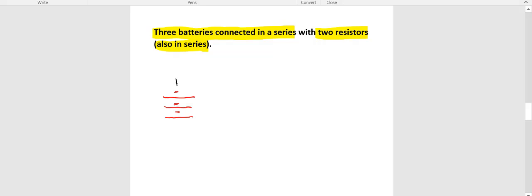It says we have two resistors, and they're in series. So that means there's only going to be one path when I trace it with my finger if I'm going to test it. So a squiggly line. I'm going around.